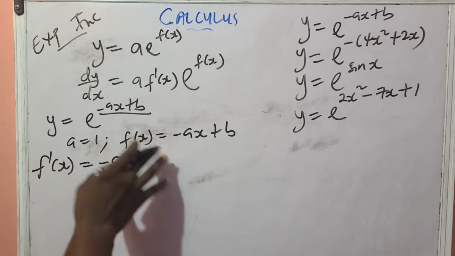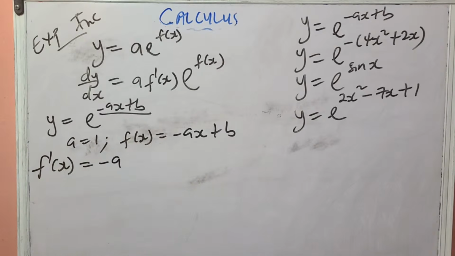So now that we're done with this, these are the two important things. You get your a, and you get the derivative of your function, the power of the exponential. Once you are done with those two things, you are good. Once you identify the coefficient of your exponential and the power of your exponential, and you are able to find the derivative of the power, you are perfect to go.